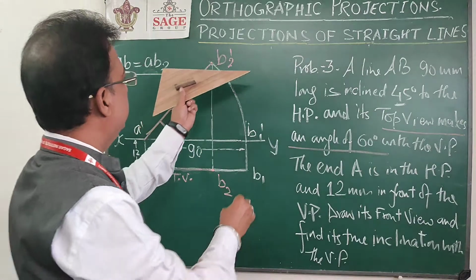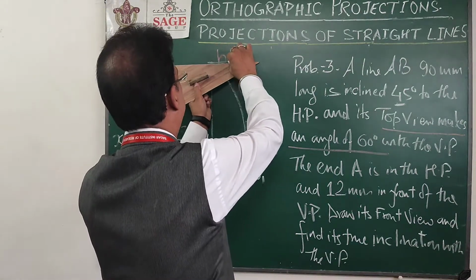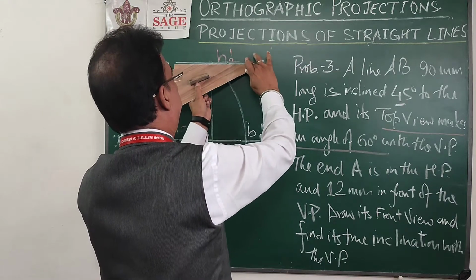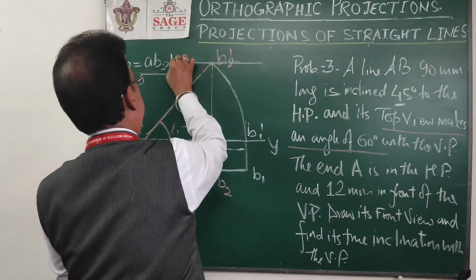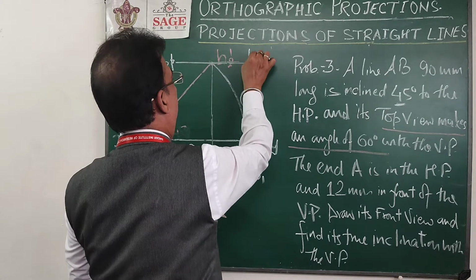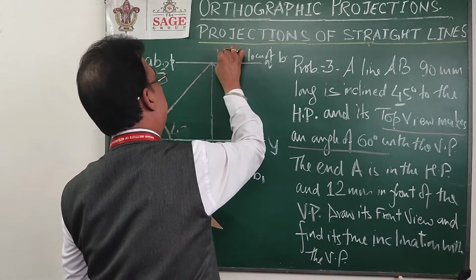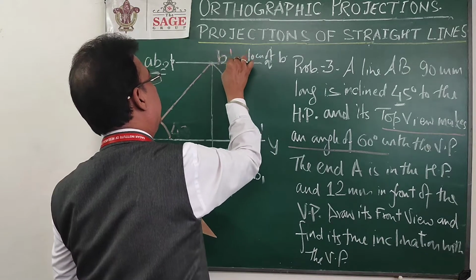Another thing I got, that is the distance of the point B2 dash will be fixed, and if I draw a locus line parallel from this point, then that line will be the locus of B dash. So also I got the locus of B dash.